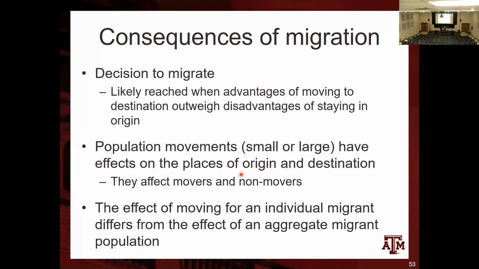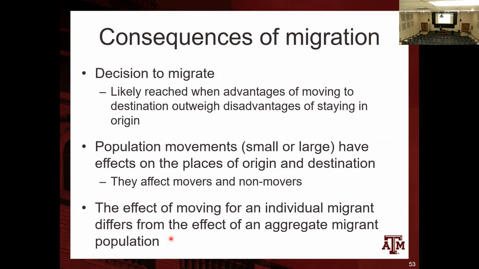So that affects both areas of origin and destination, and will affect the lives of those that did not get out of the origin and those that were already in the destination. The effect of moving for an individual migrant differs from the effect of an aggregate migrant population. Some migrants, when they move, might experience improvements in their life. Some of them might be less likely to, and the individual changes that they have in their life are not the same as you have for the aggregate.